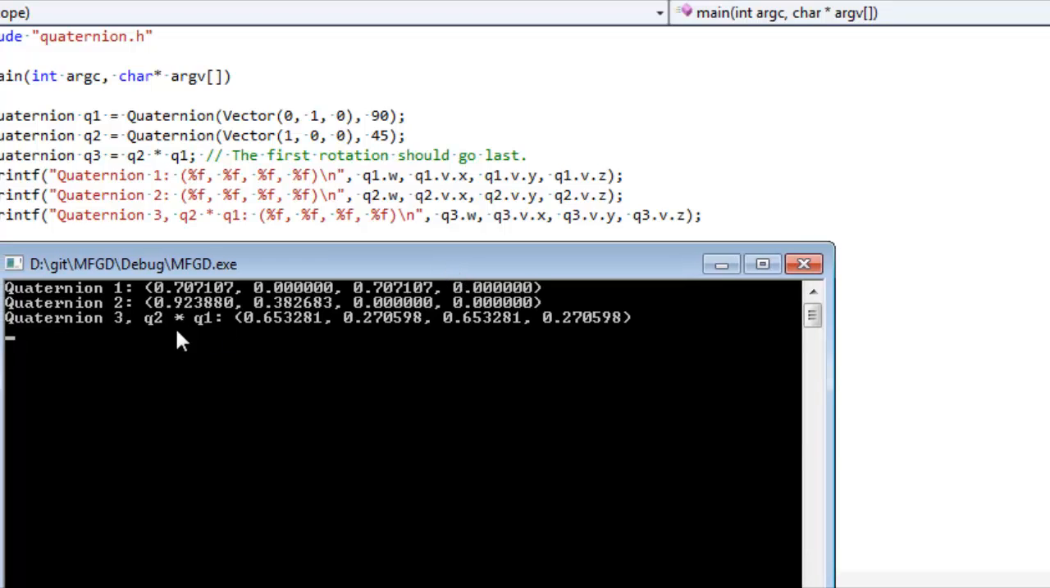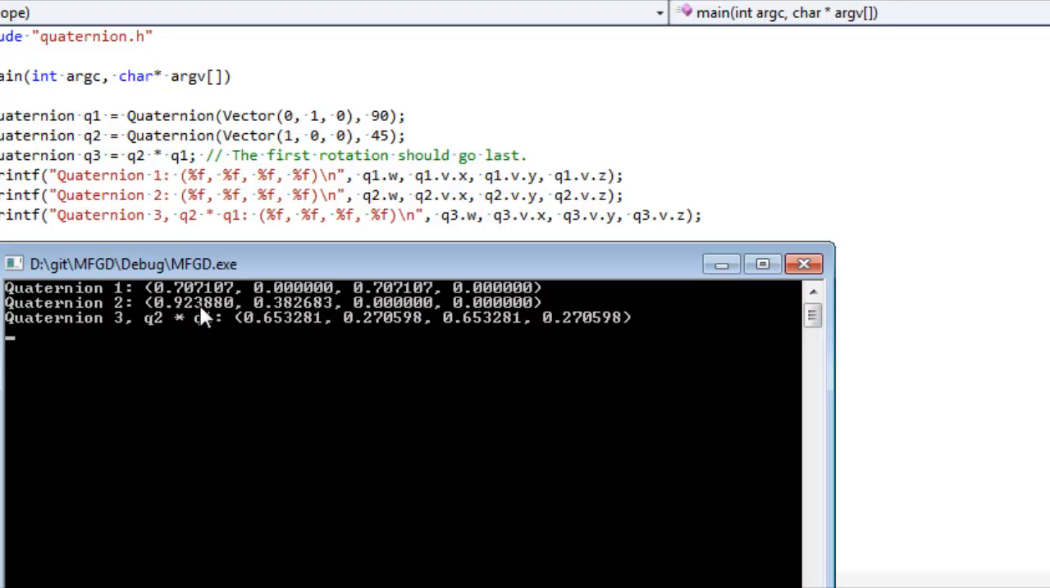So, quaternion one, here's the W part, 0.707. That's a 90 degree rotation. And then here is the XYZ. You can see that the Y value is the only one that has a non-zero in it. So this will turn our head 90 degrees to the left.